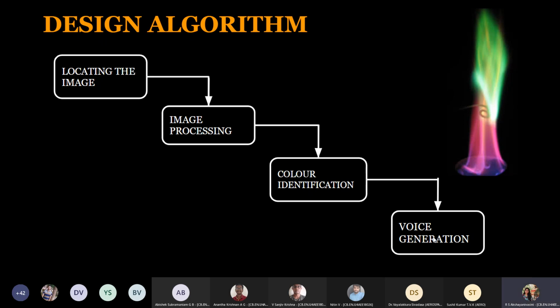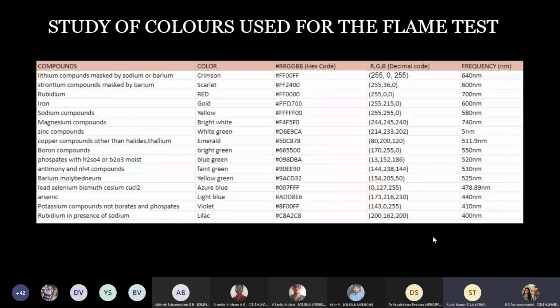Saying out the color. For that, we studied a wide spectrum of colors, then selected only the ones that were used for the chemistry lab and especially for the flame test. So we've come up with a list of compounds, their colors and their frequencies and codes. With the help of these, we'll be coding our app software.